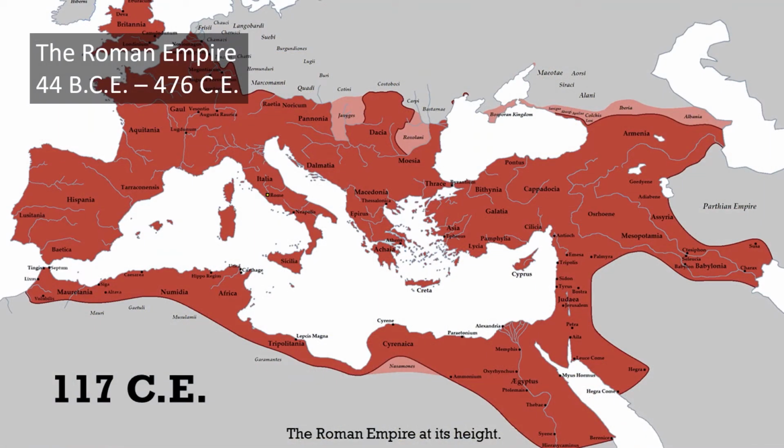Let's begin with the Romans. Beginning as early as the 8th century BCE as a small settlement along the Tiber River on the Italian peninsula, Rome would eventually turn into the largest empire the world had ever seen.